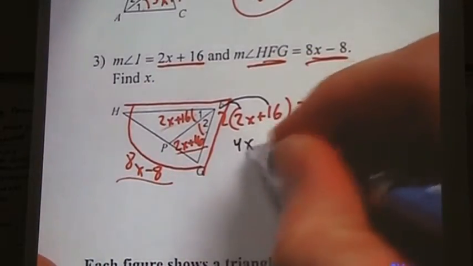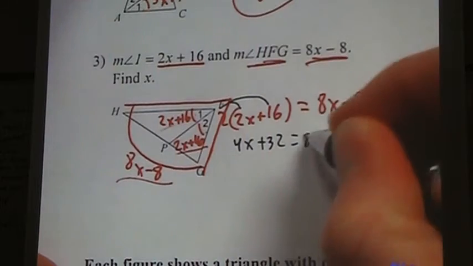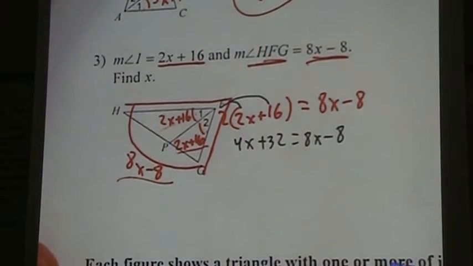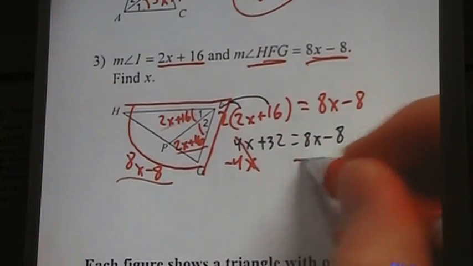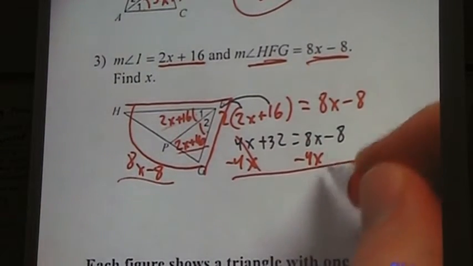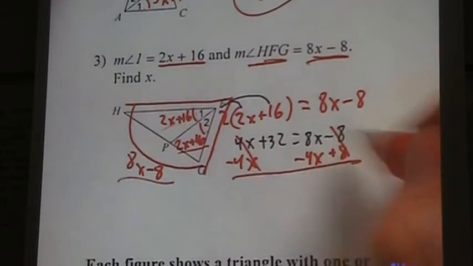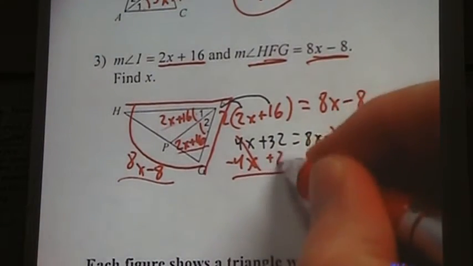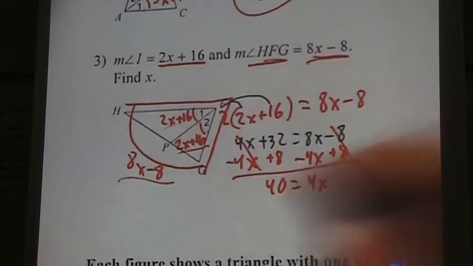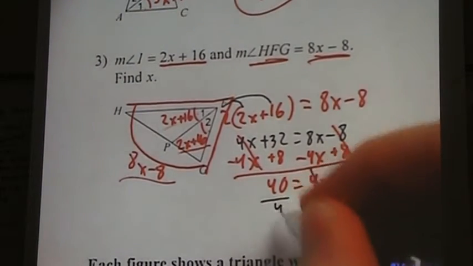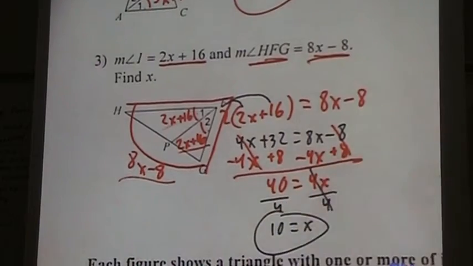Distribute. And here we go. I'm going to minus my 4x both sides because that's my smaller x value. And I'm going to add my value from my variable side over. And then I'm just going to divide both sides by 4. Another 10. Look at that.